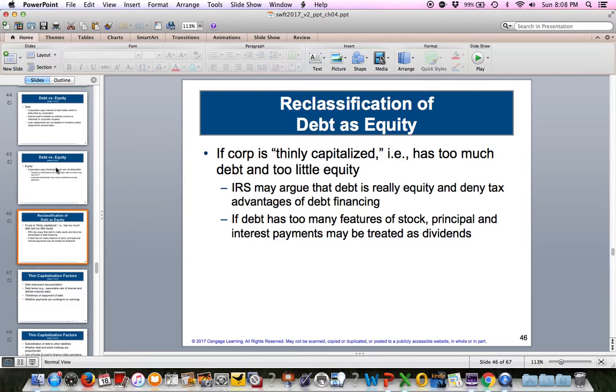regarding how you choose to capitalize your corporation between debt versus equity, and what types of debt instruments and equity instruments you choose to use, if you've got convertible bonds or some things like that.